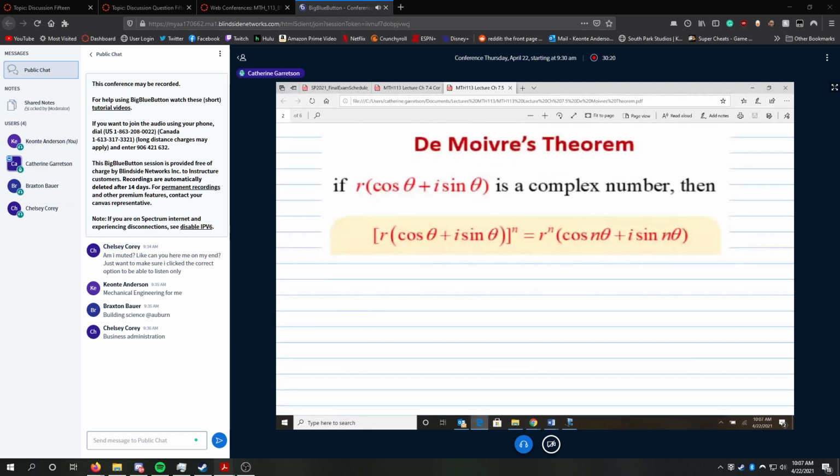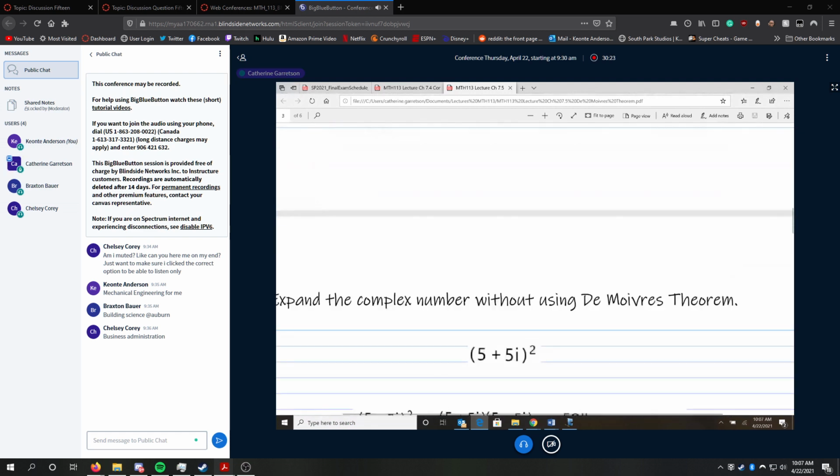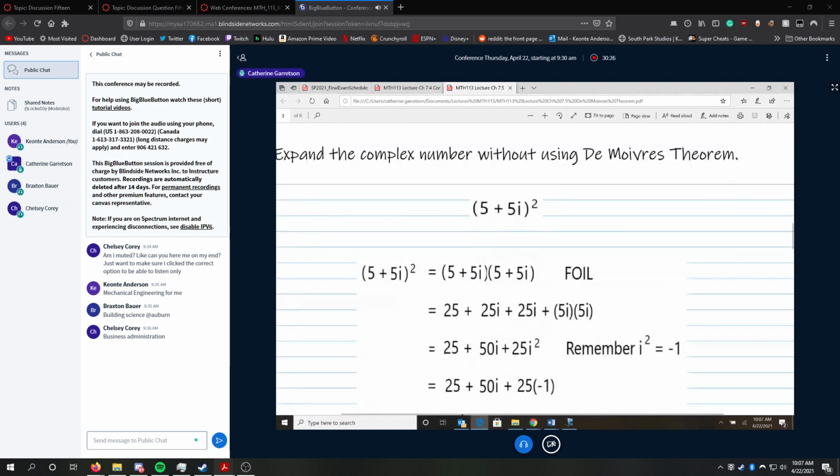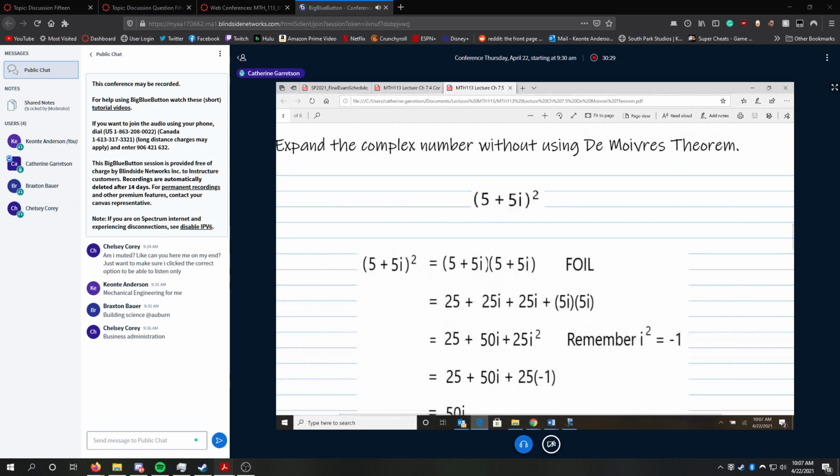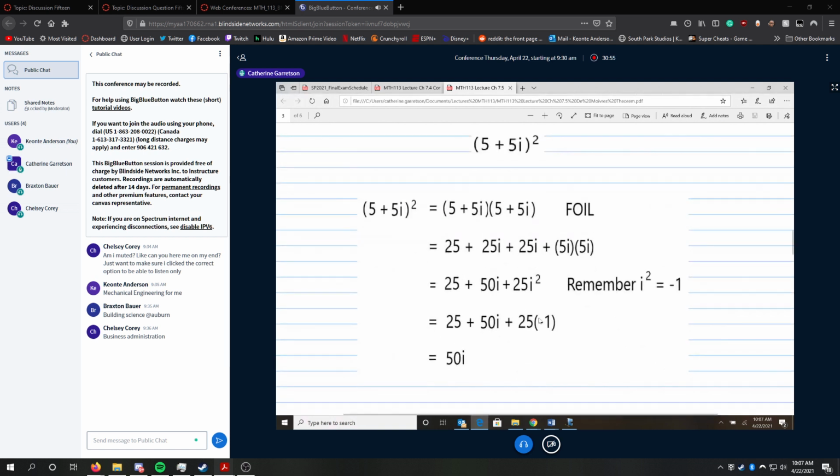Okay, so let's do this now. It's not hard. If I were just raising something to the 2nd power, I wouldn't use DeMoivre's theorem, because it's just real easy to FOIL. It just means I have 2 of these, and I can just FOIL: first, outer, inner, and last. And I get 25 plus 50i plus 25i squared. And then remember that i squared is a negative 1, so that would be a negative 1 times 25. So I've got a 25 minus 25.